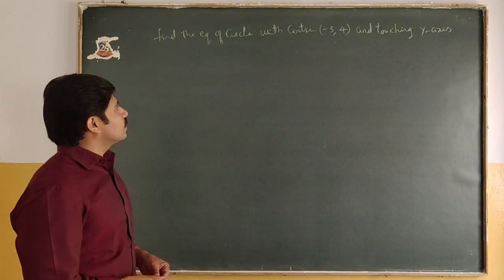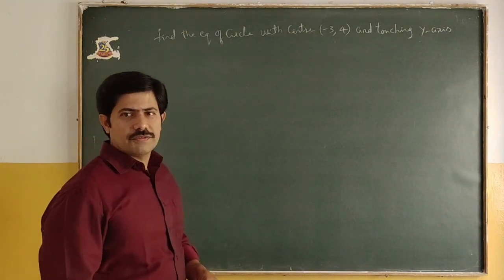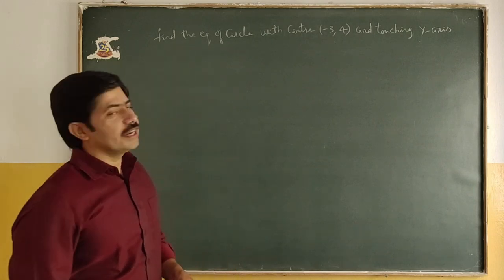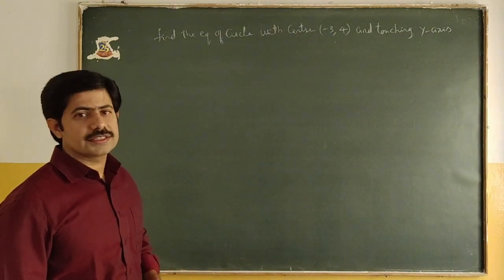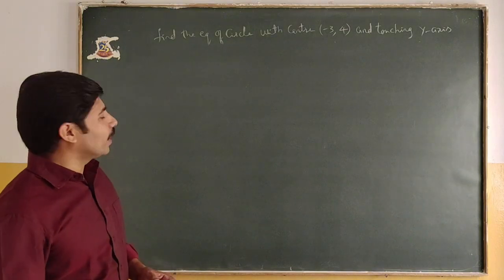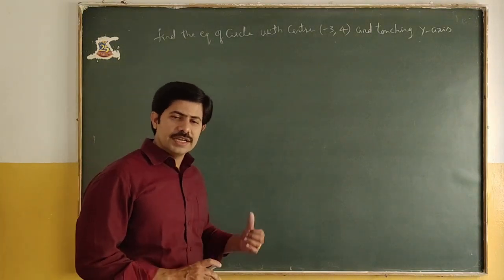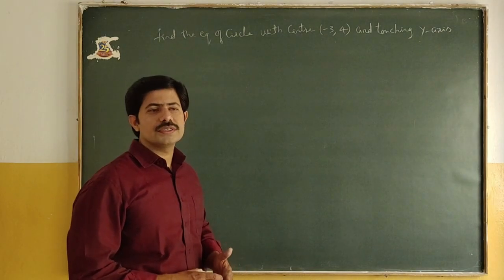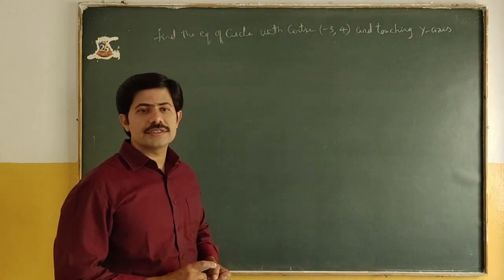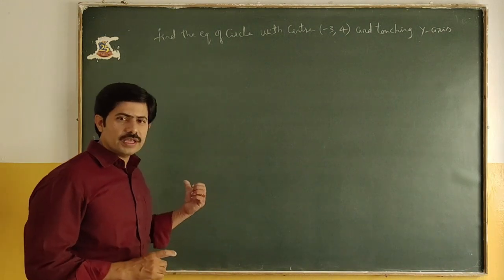Find the equation of circle with center minus 3 comma 4 and touching y axis. So here we have to find out the equation of circle. Center is given to us. So we need the radius so that we can find the equation of circle.